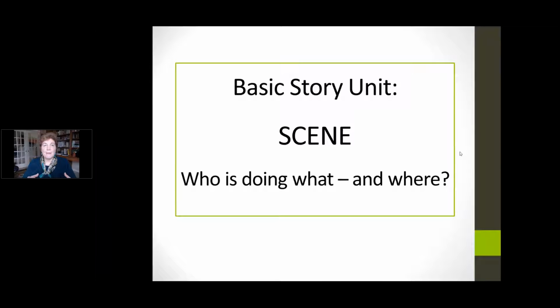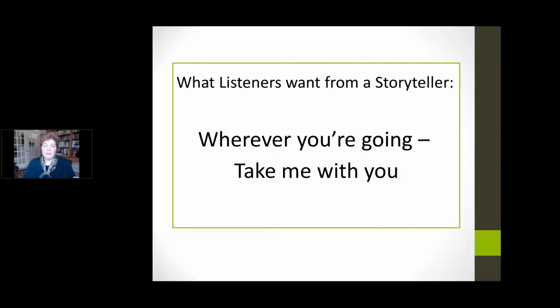We're used to seeing the camera taking a wide panoramic shot, and then it comes in maybe on a couple of characters and maybe moves inside to another intimate room, a more intimate space. So these are different scenes where different actions take place. So the basic story unit, as we're organizing our story, is the scene. Of course, what listeners want from a storyteller is, wherever you're going, take me with you.